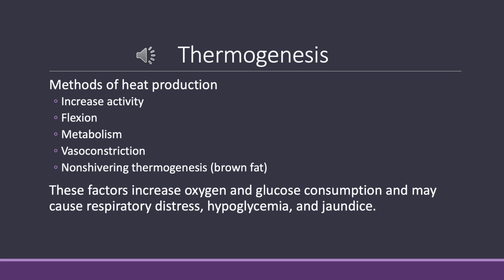So all of these factors combined are going to increase oxygen and glucose consumption and make the newborn more likely to develop respiratory distress, hypoglycemia, and jaundice when thermogenesis is needed frequently. So the ideal situation is to keep that neutral thermal environment so that the infant stays warm without having to rely on the brown fat non-shivering thermogenesis to create its own heat. Creating its own heat could lead to these potential problems because the infant is depleting its own resources.